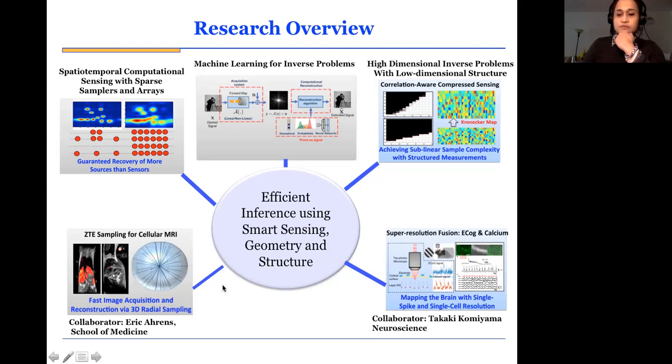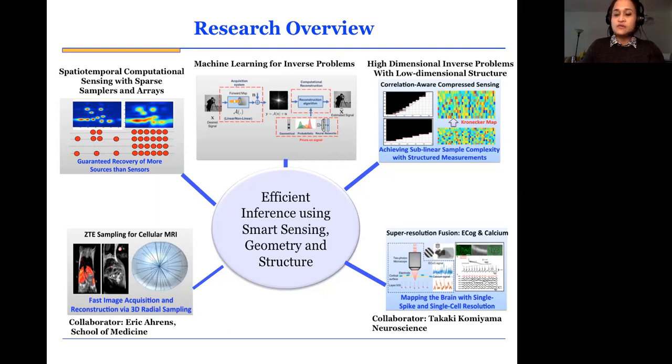So the bottom two are interdisciplinary collaborative research that I do with my collaborators. And the top three are the core of my research, where I work solely with my own students. So in the core of my research, as you can see, the main theme is, again, solving these difficult inverse problems in high dimensional settings.